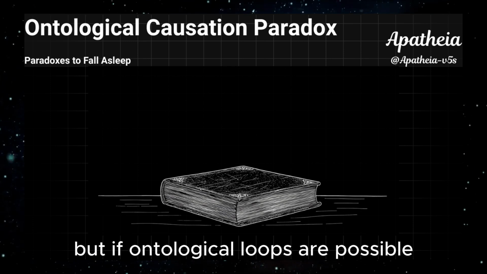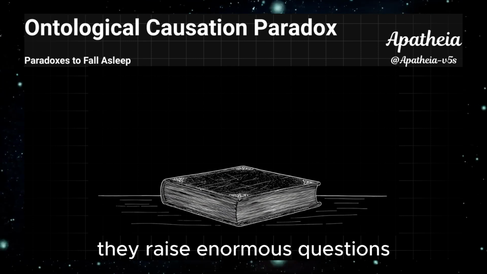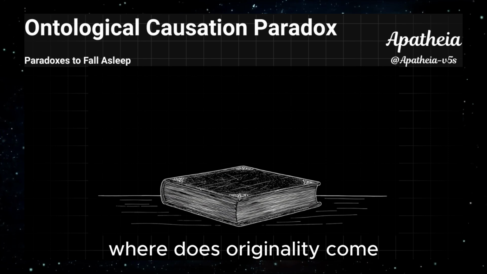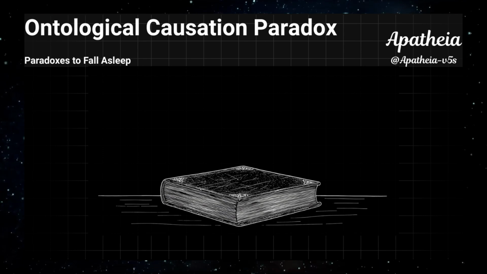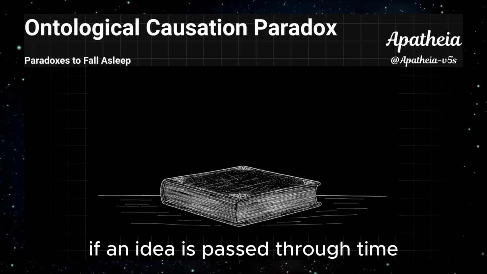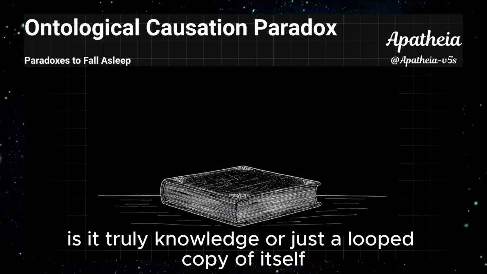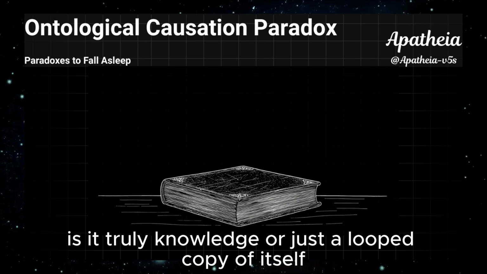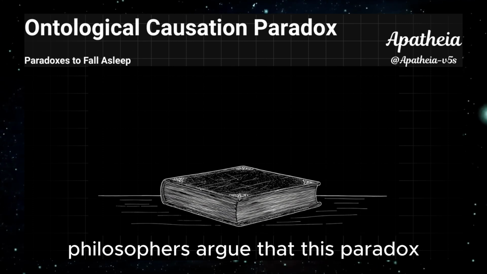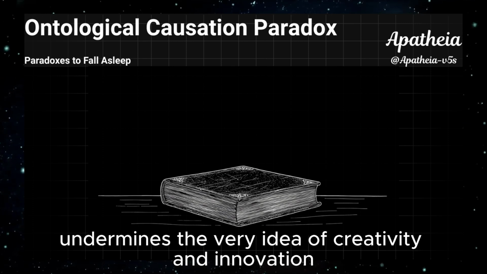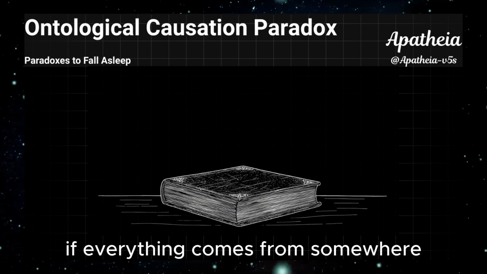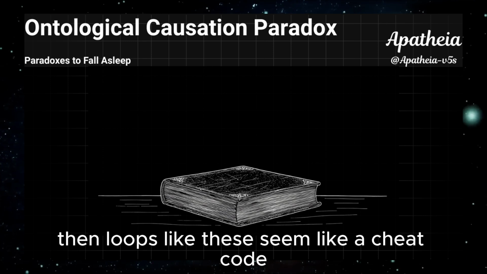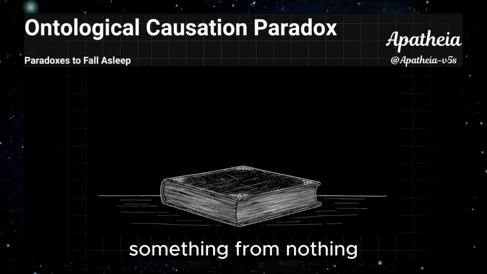But if ontological loops are possible, they raise enormous questions. Where does originality come from? Can a thing exist without being invented? If an idea is passed through time and becomes its own origin, is it truly knowledge or just a looped copy of itself? Philosophers argue that this paradox undermines the very idea of creativity and innovation. If everything comes from somewhere, then loops like these seem like a cheat code, something from nothing.